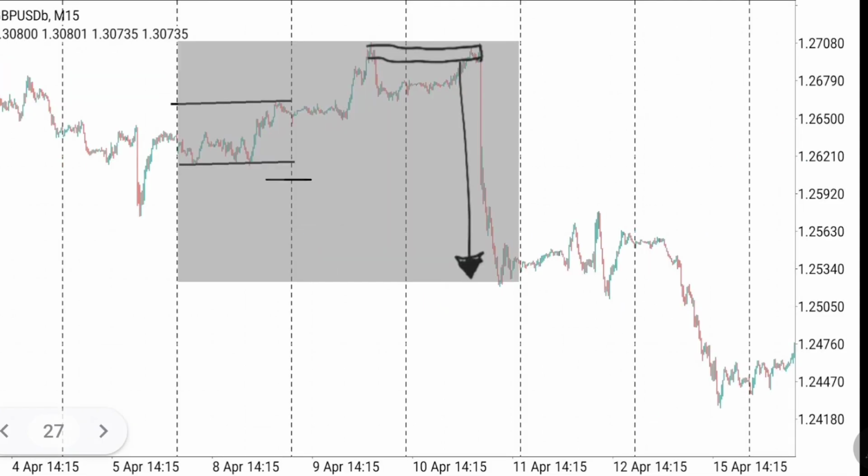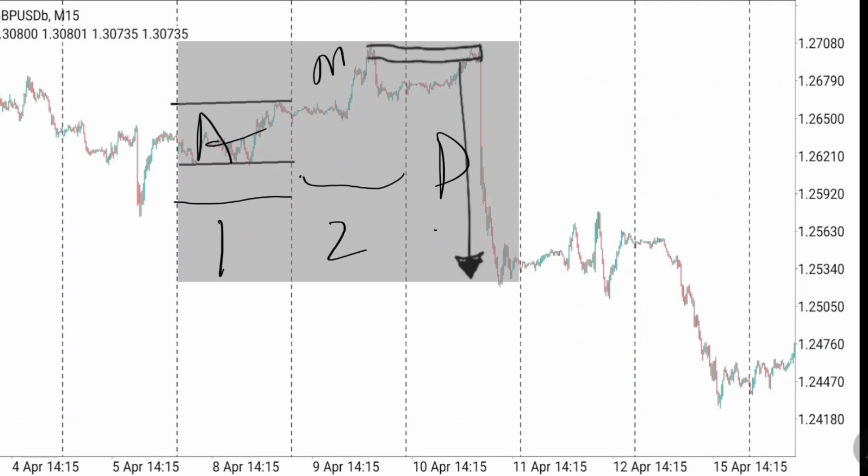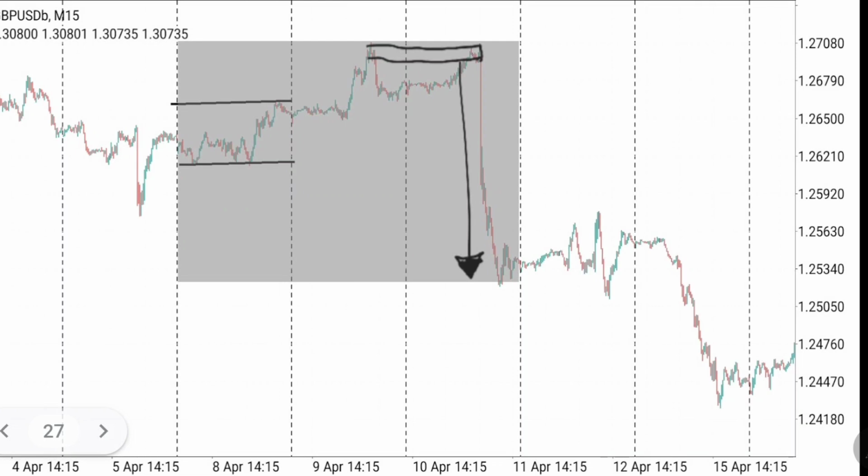So now on a lower time frame, you can see this is the A, this is the M, and this is the D: day one, day two, and day three. Day one is characterized by a range or accumulative phase, and then the high of the day was raided by a manipulative move, and that manipulative move happened on day two.